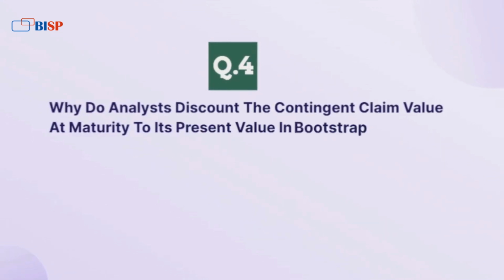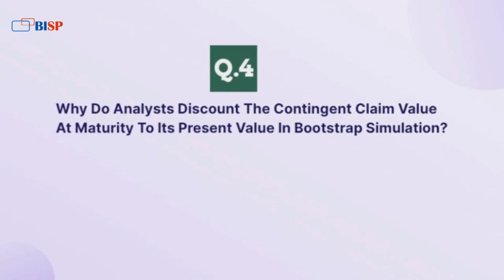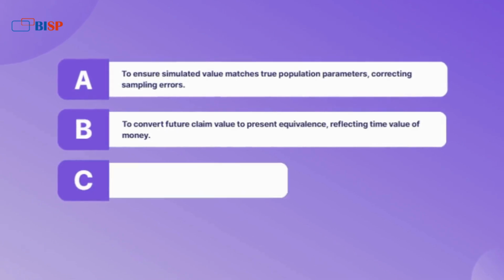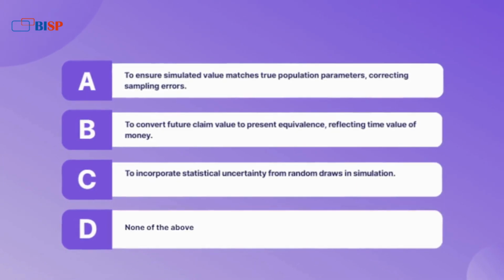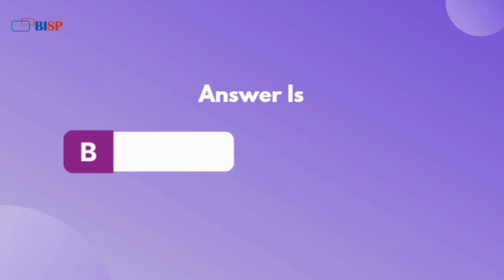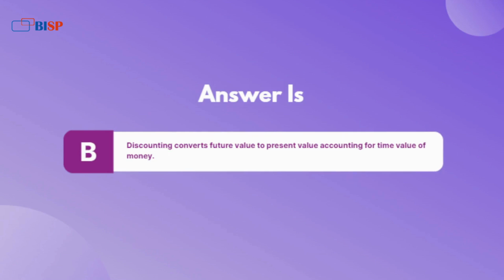Why do analysts discount the contingent claim value at maturity to its present value in bootstrap simulation? A. To ensure simulated value matches true population parameters, correcting sampling errors. B. To convert future claim value to present equivalence, reflecting time value of money. C. To incorporate statistical uncertainty from random draws in simulation. D. None of the above. Answer is B. Discounting converts future value to present value accounting for time value of money.